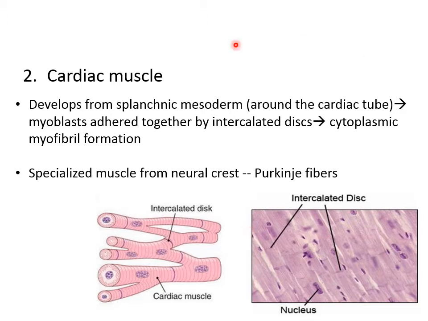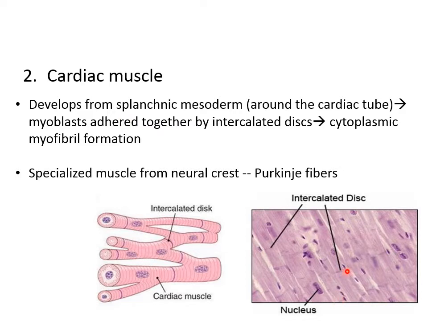How does it form? The cardiac muscle develops from the splanchnic mesoderm around the cardiac tube, and then the myoblasts adhere together by intercalated discs. Then after that, the cytoplasmic myofibril is formed.